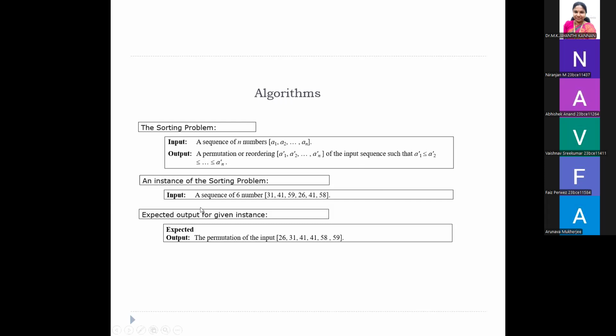An instance of the sorting problem: input a sequence of six numbers. Say we are taking six numbers as input, and the numbers are in unordered form, 31, 41, 59, like that. But the ordered list will be 26, 31, 41, 41, an ordered sequence of output. So, any doubt? What is the role and function of algorithm?